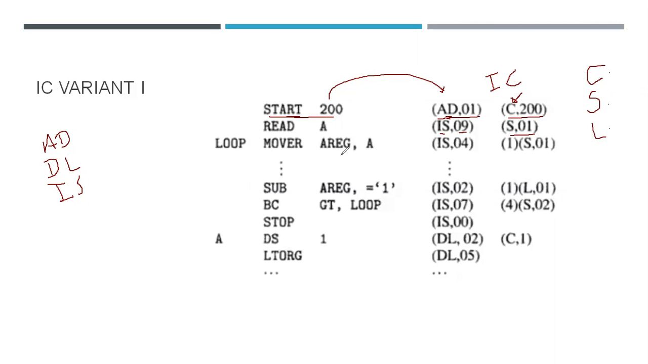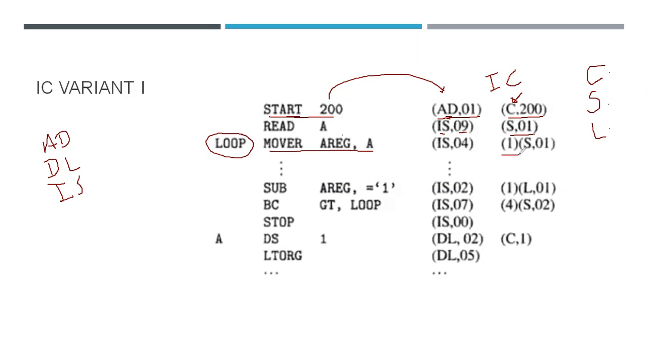Next is LOOP MOVER AREG, A. For LOOP, nothing is generated, but the symbol is put into the symbol table by pass 1. Intermediate code is generated for the rest of the part. MOVER is an imperative statement whose opcode is 04. AREG is the first register, that's why 1. And A is a symbol, that's why S, 01.